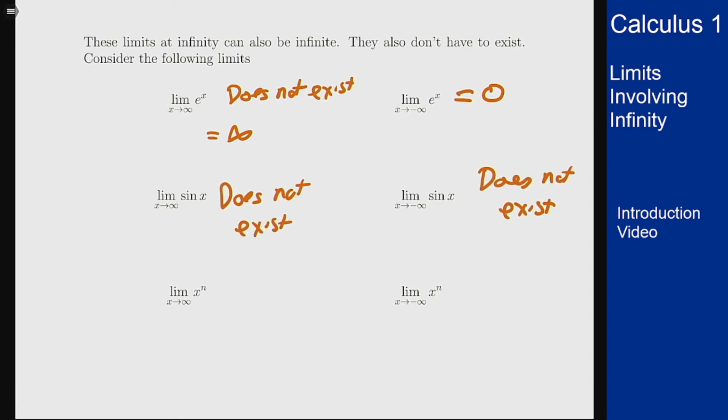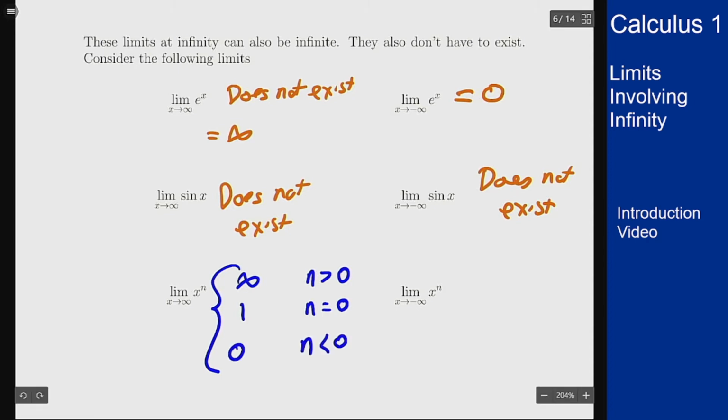Now what about x to the n? This gets a little trickier based on what n is doing. As x goes to infinity, if n is positive, that's a positive power, so that's going up to plus infinity as long as n is bigger than 0. So we'll put in a bracket here. This ends up being infinity if n is greater than 0. It's 1 if n equals 0 because it's just 1 all the time. But if n is negative, 1 over x to the n is going to 0. If x to the n is getting really, really big, this is going to collapse to 0. The graph of 1 over x approaches 0 as x goes to infinity.